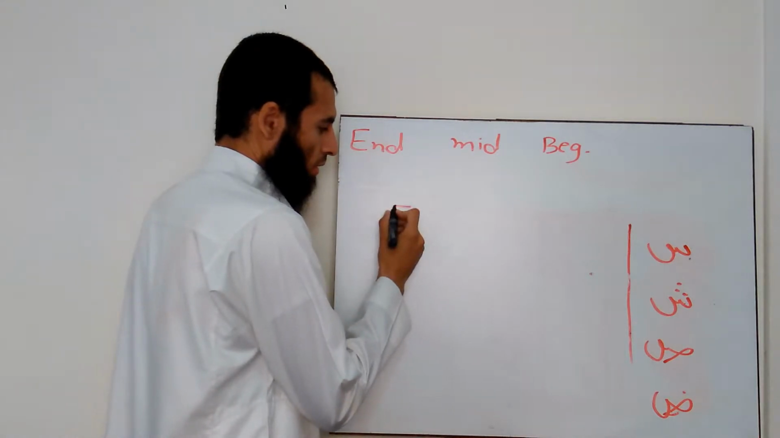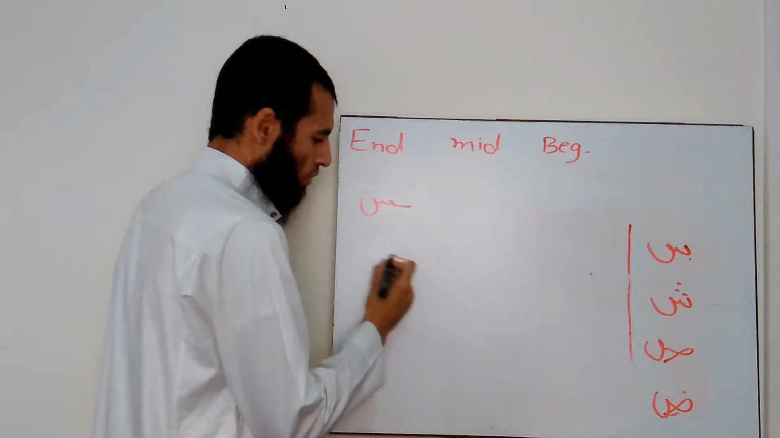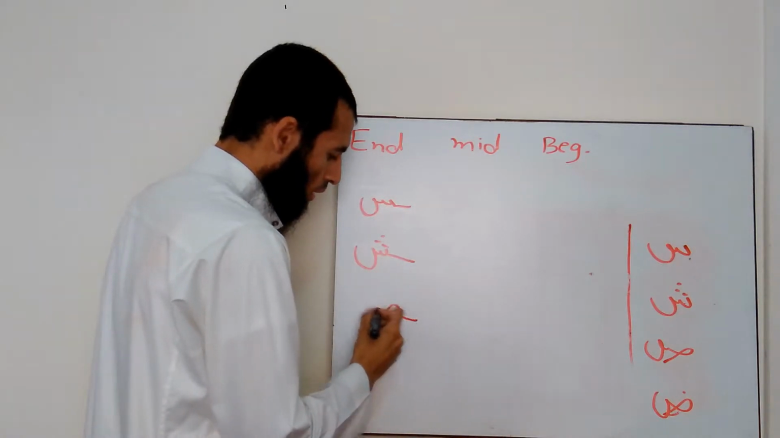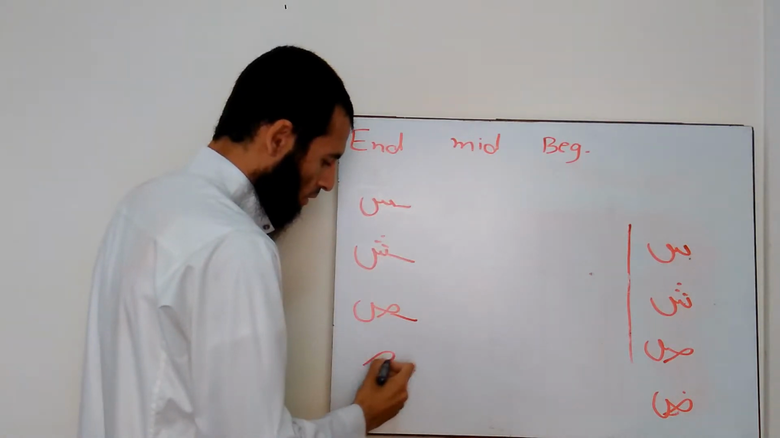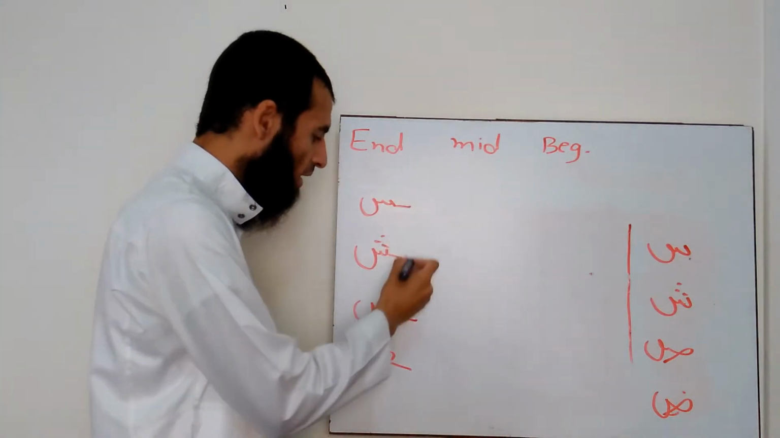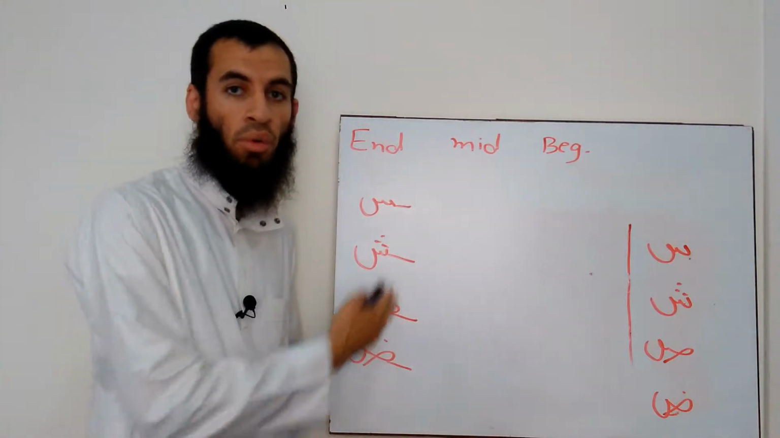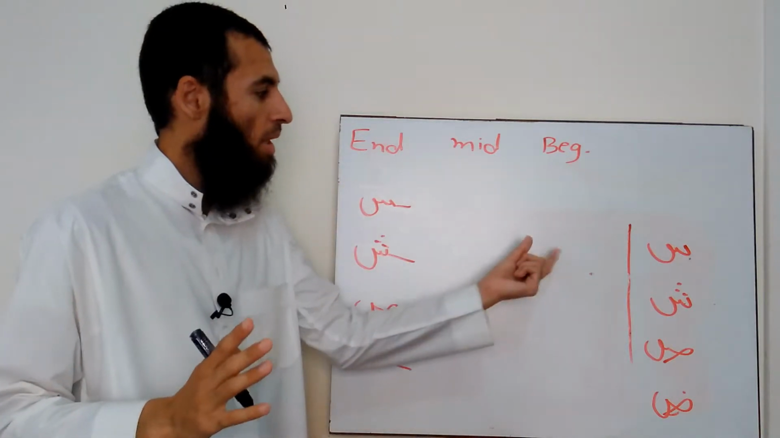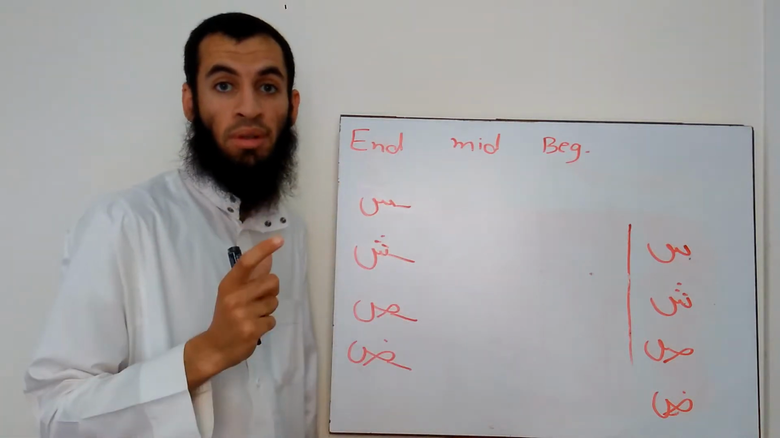This is sin and this is sheen and this is sad and this is dot. So I will ask you, what is this line? These are the connection line. Okay? What about the beginning of the word?